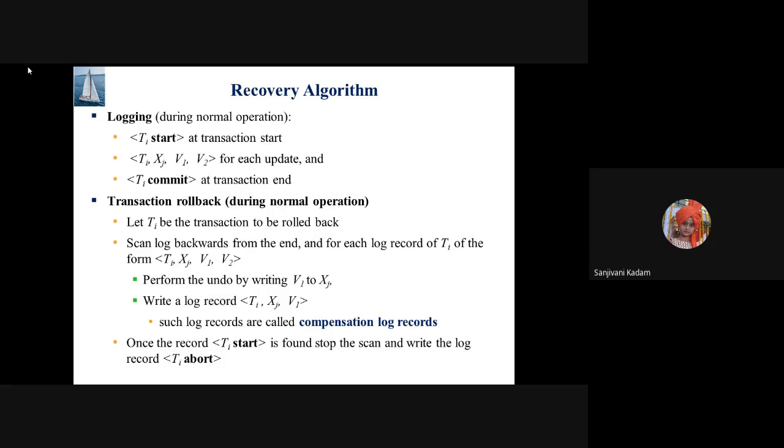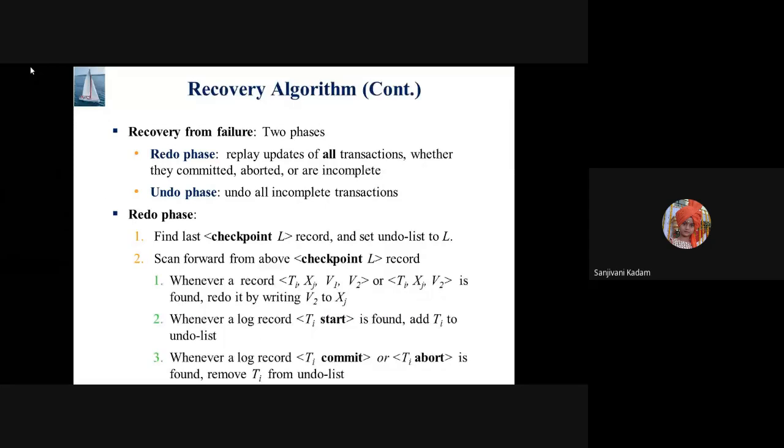Once we find the Ti start, it means that all the changes done by Ti have been undone, and then we can write the Ti abort. This log entry finishes the execution of Ti, and we can say that Ti has been rolled back. This part is again a repetition, so I will skip it.